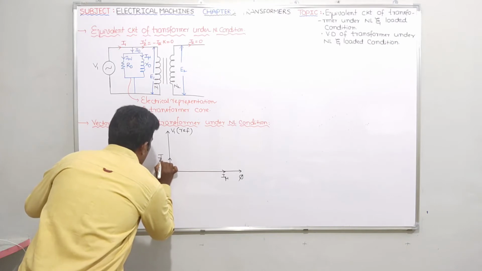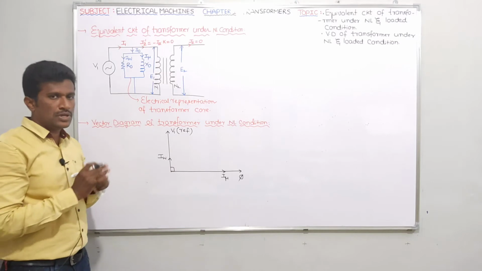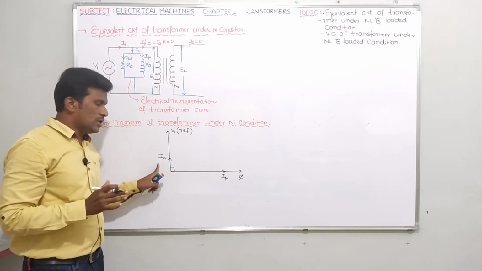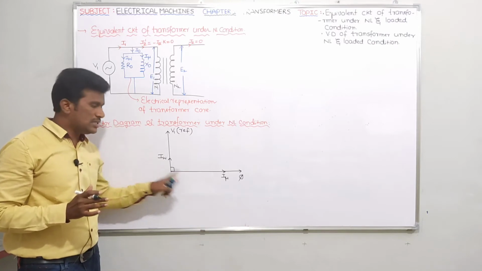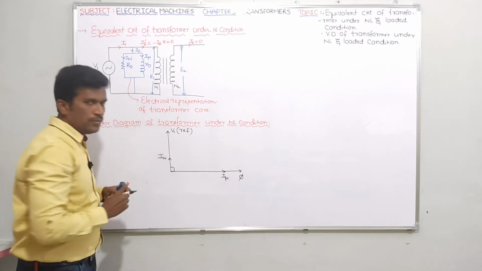Among IMU and IW, which one is more? I had given that clearly as a note. If you observe clearly, you can understand. IMU is 4 to 5% of full load current. IW is 1 to 2% of full load current. So obviously IMU is more than IW. That's why I am showing the IMU value more and the IW value less.